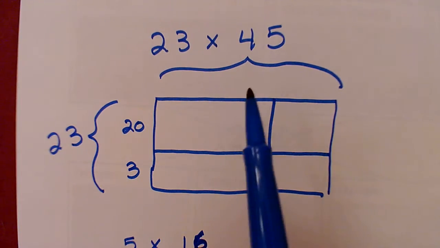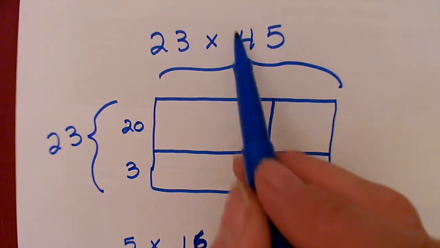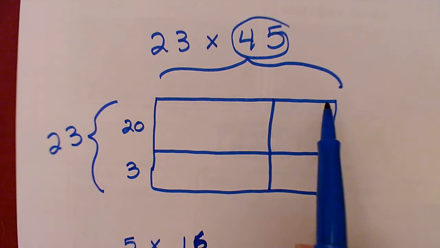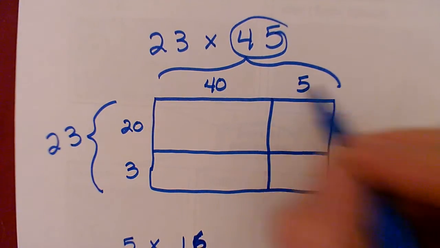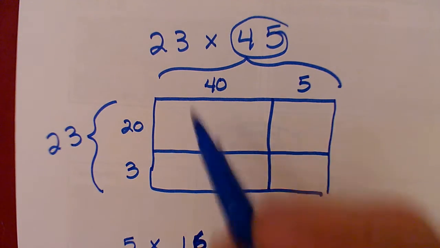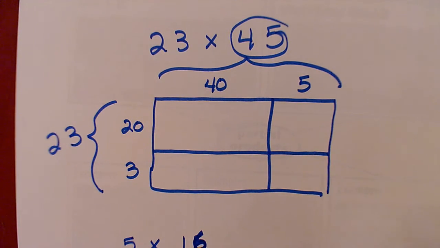And now what I'm going to do is I'm doing 45, right? We're doing 45 for this side. So I have my 4 tens, which is 40, and my 5 ones. But remember, I like to go all the way around. It makes it so much easier.